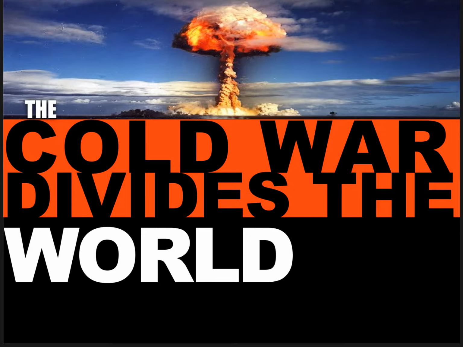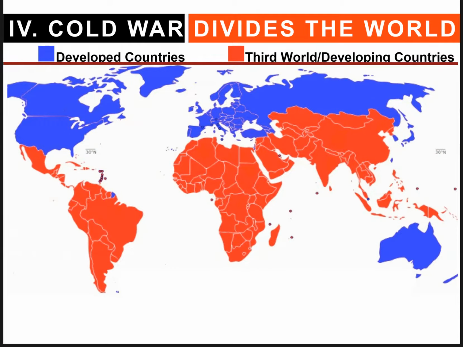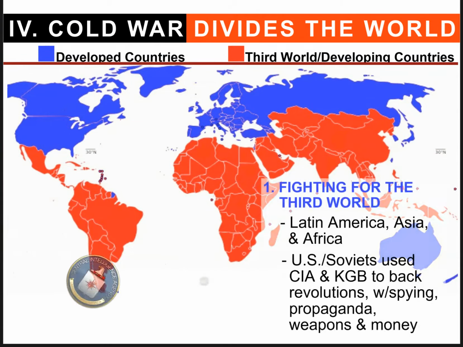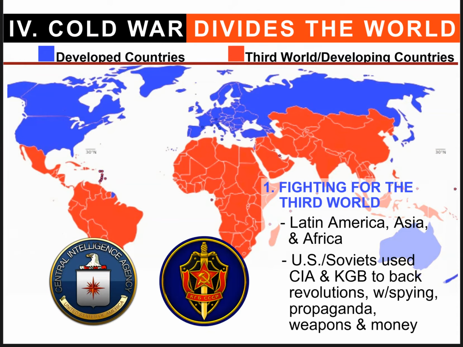All right, we move from the Cold War in Asia to the Cold War in other parts of the world. Fighting for the Third World. The Third World nations were located in Latin America, Asia, and Africa. They were economically poor and politically unstable. This was largely due to a long history of colonialism, which we've talked about throughout the year.